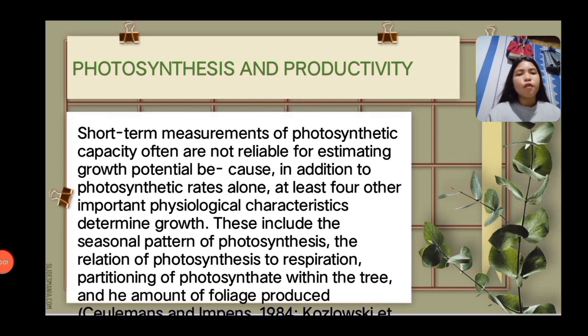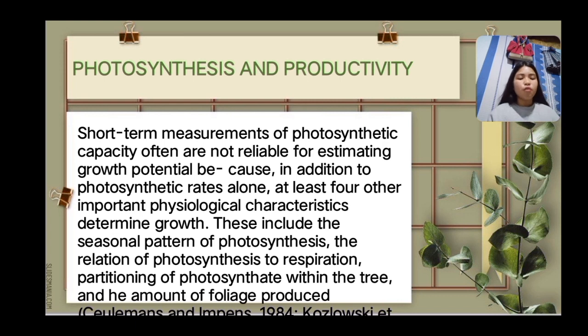In addition to photosynthetic rates alone, at least four other important physiological characteristics determine growth. When we say photosynthetic rates, it is the availability of supply needed for energy. So aside from that, there are four other important physiological characteristics to be considered. These include the seasonal pattern of photosynthesis, the relation of photosynthesis to respiration, partitioning of photosynthate within the tree, and the amount of foliage produced.